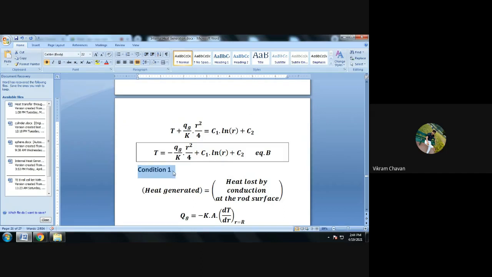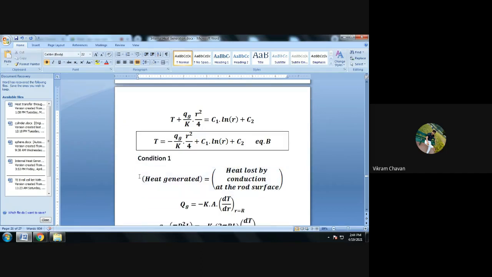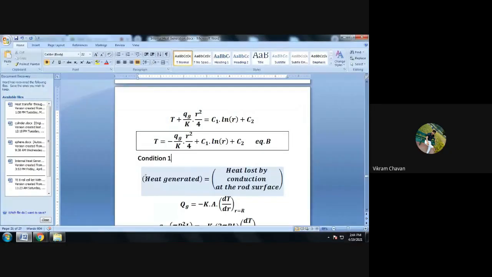So first, what boundary condition do we have to consider? So boundary condition here, we have to consider that whatever the heat is generated by the rod, that heat generated by the rod is transferred to the rod surface or lost by conduction at the rod surface. इसका मतलब क्या है? जितनी हीट रॉड में जनरेट हो रही है वो सब हीट रॉड के सरफेस को ट्रांसफर की जा रही है. ये यहाँ पे कंडीशन कंसीडर करनी है हमें.